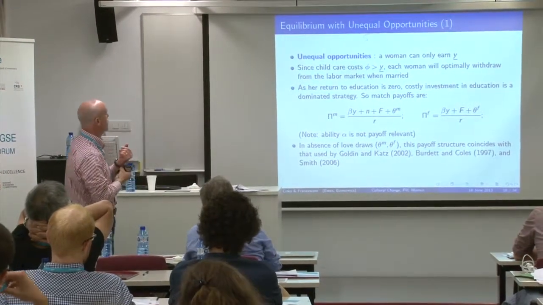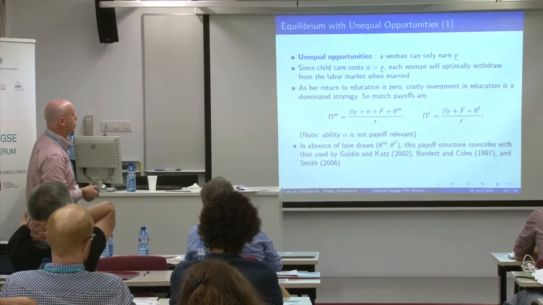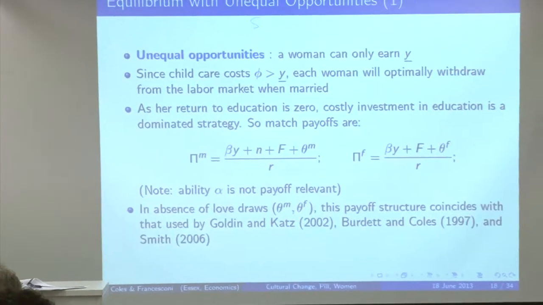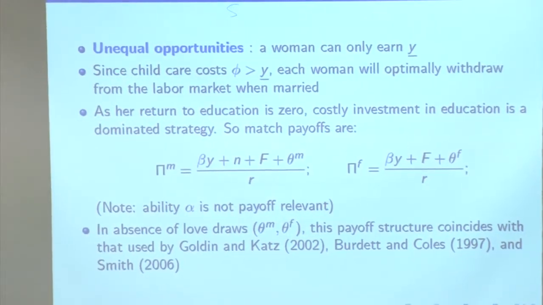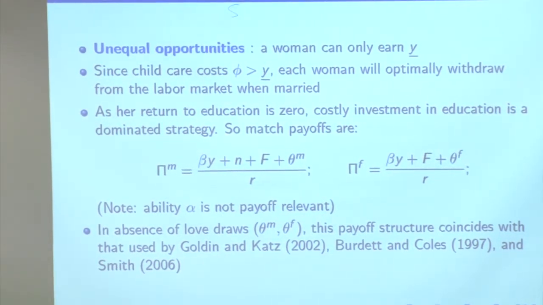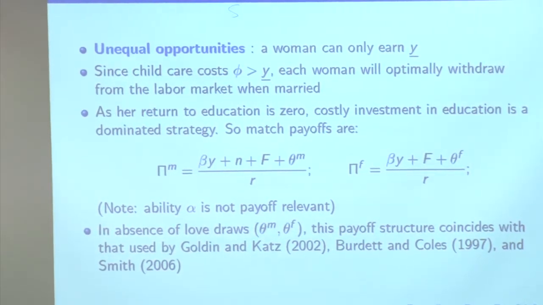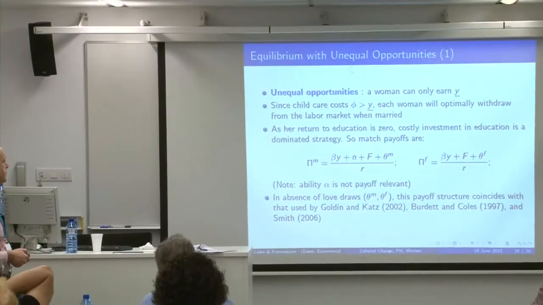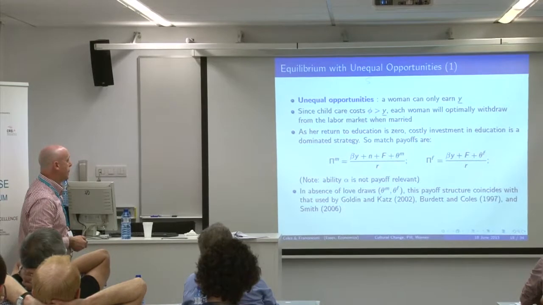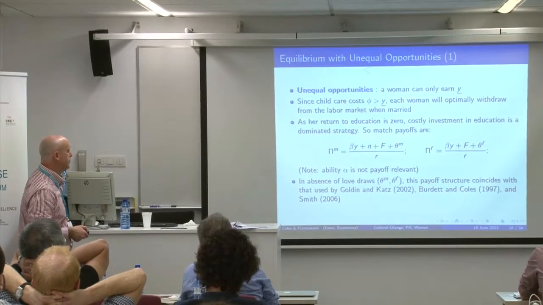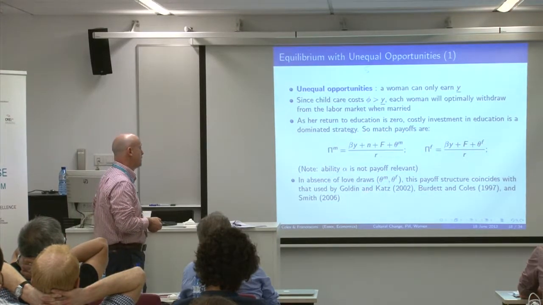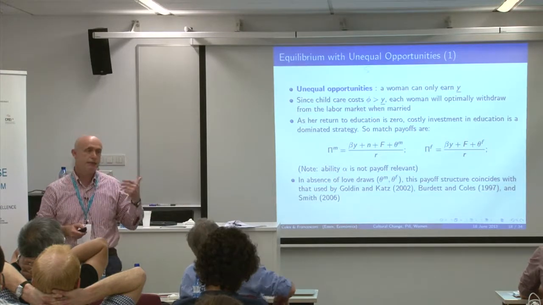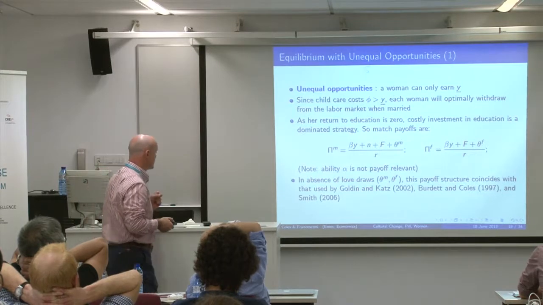First, let's characterize the world where there are unequal opportunities. A woman can only earn Y under bar. Since the childcare costs are bigger than Y under bar, each woman will withdraw from the labor market when married. Because her return to education is zero, and education is a costly investment, being educated is not a dominant strategy. So the match payoffs reduce to these two different pies. Apart from the love draws, if you set theta m and theta f to zero, these payoffs are exactly the same as in Gale-Shapley, as well as in Burdett and Coles. So this world with unequal opportunities is exactly that world that we have seen, and it's also the same as in Lauer's paper.